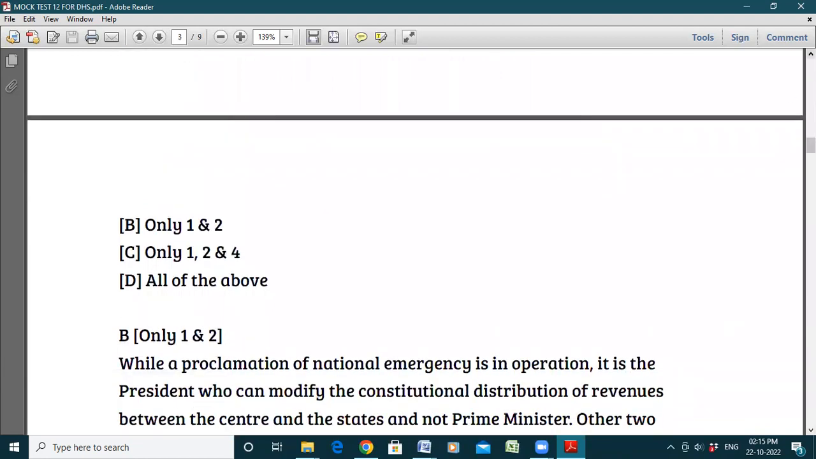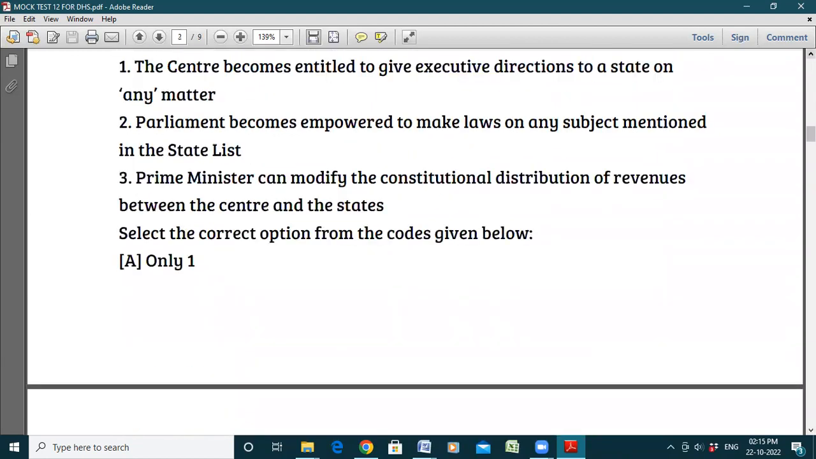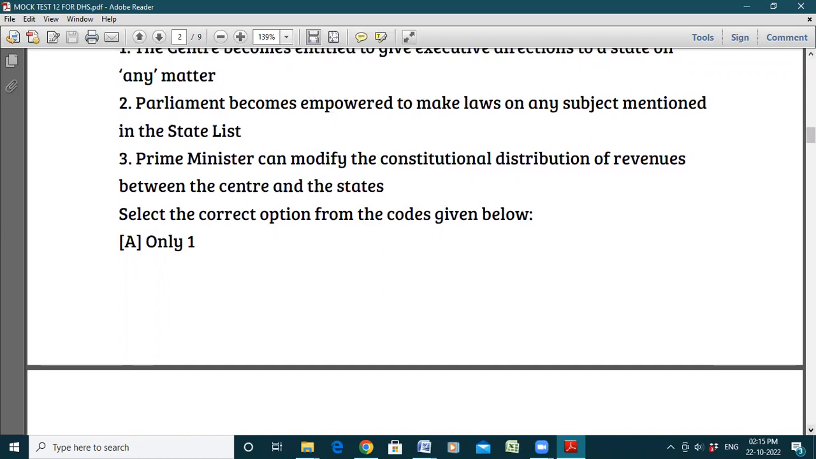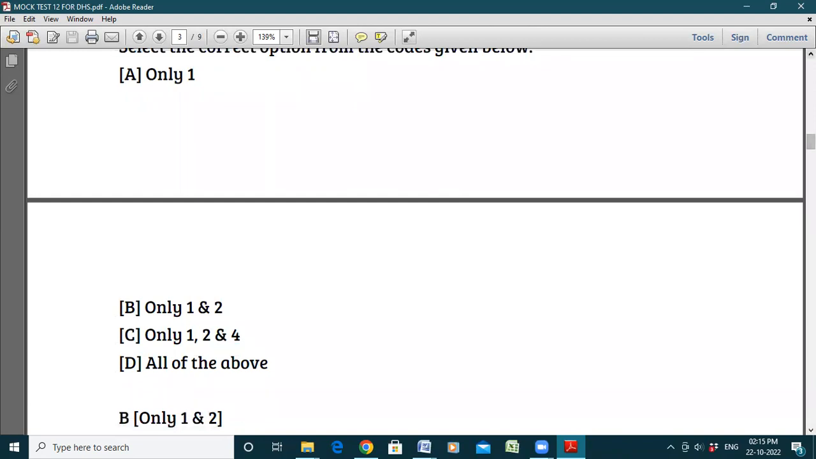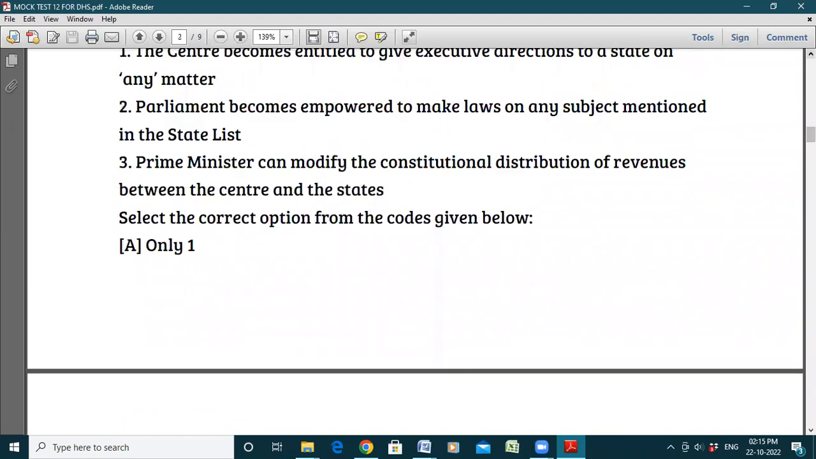Right, and what one says? One says that the center becomes entitled to give executive directions to a state on any matter during emergency. Right, and two says that Parliament becomes empowered to make laws on any subjects mentioned in the state list during the emergency. But three is not correct.